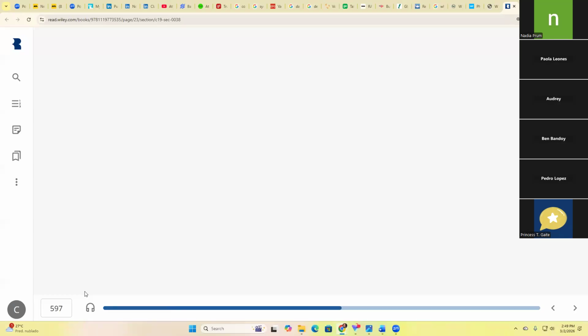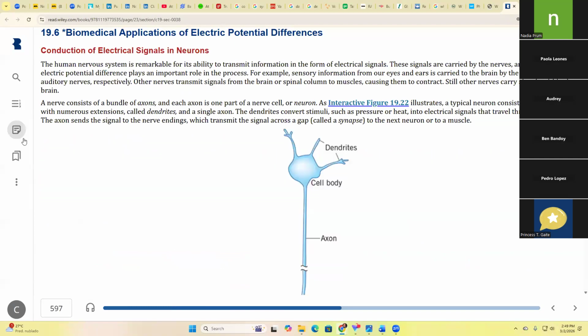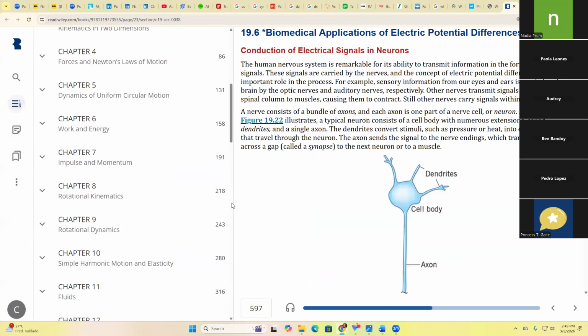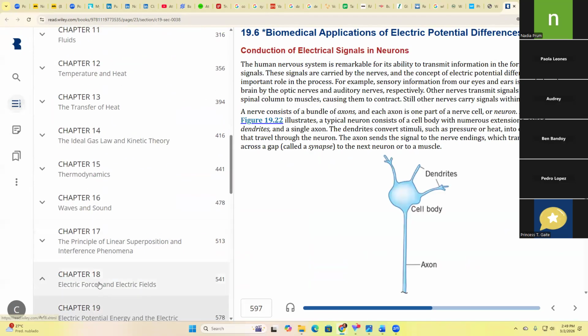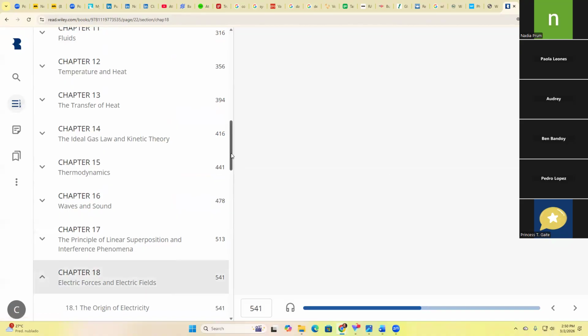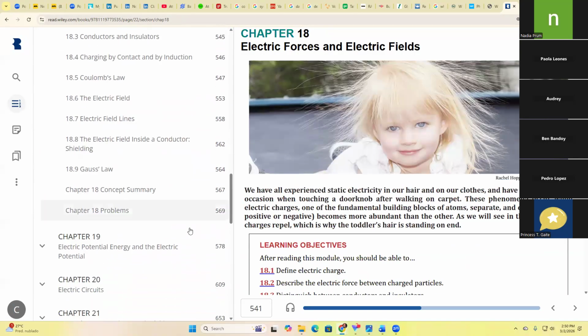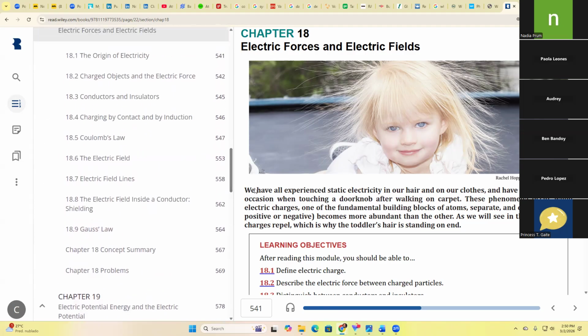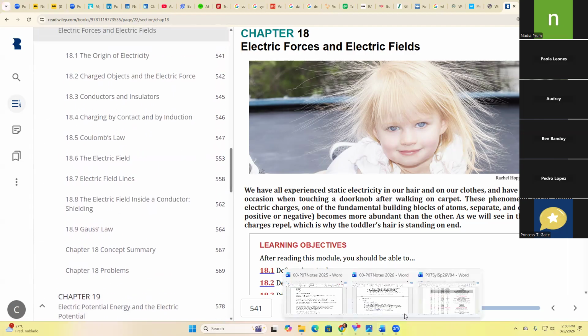It's Monday, March 2nd, 2026. We are looking into chapter 19, but let's review quickly chapter 18. We didn't finish chapter 18, right? We have to talk about Gauss's law before we finish chapter 19. Okay, so let's review.